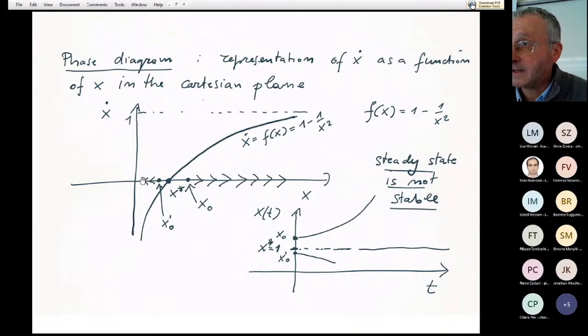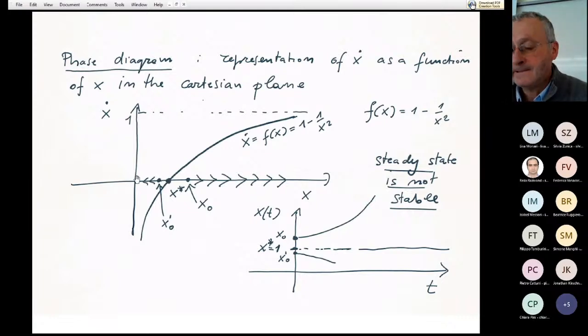Okay? This is a steady state, but what can we conclude about its stability? Is that stable? It's not stable, clearly, because if we just start slightly on the right, the variable increases, so it moves away from the steady state. If we start just on the left, it moves away to the other side.